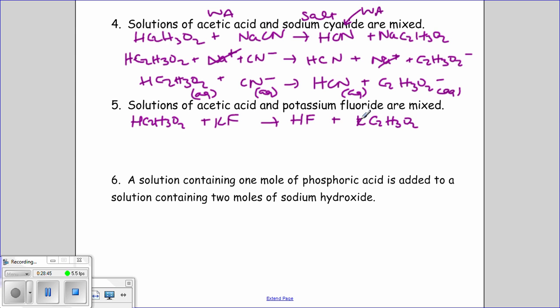C2H3O2, so potassium acetate. This is soluble because it's a group 1 metal. Weak acid, do not ionize. This is a soluble salt because it's a group 1 metal. Weak acid, do not ionize. Same story.